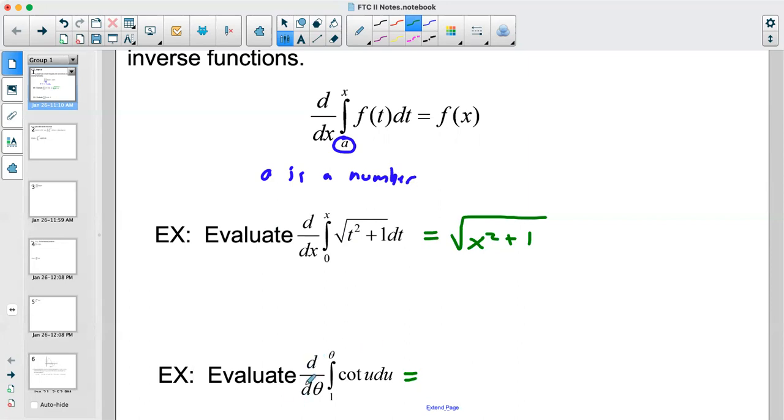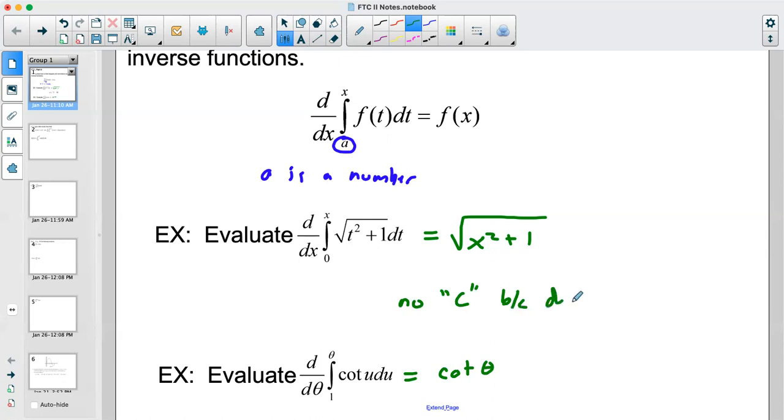So again, derivative with respect to theta, and there's a theta up here, and then I've got some other variable here. Again, the specific variable doesn't matter, but you plug in whatever's up here where you see the variable in this one. This is just going to be the cotangent of theta. That's it. Cotangent of theta. You thought I was going to say something else, but I didn't.